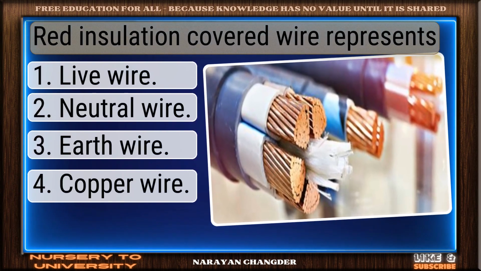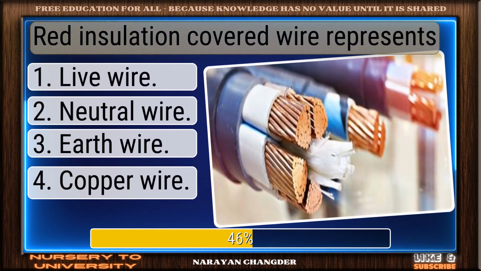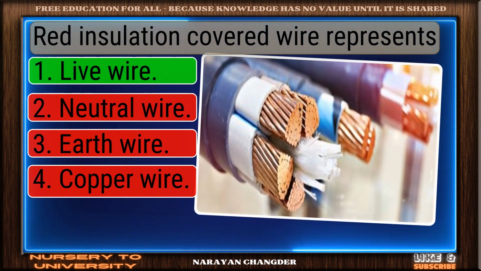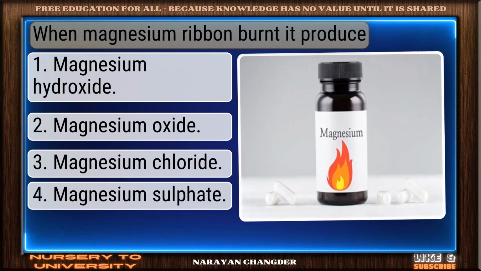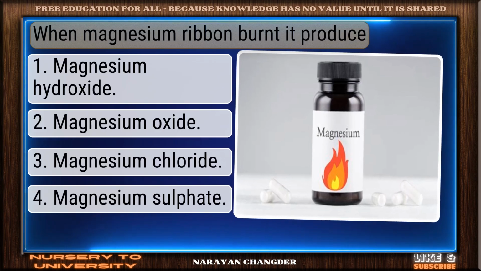Question number 162. Red insulation covered wire represents. Exactly. Live wire makes sense and it is the right choice. Question number 163. When magnesium ribbon burnt, it produce.